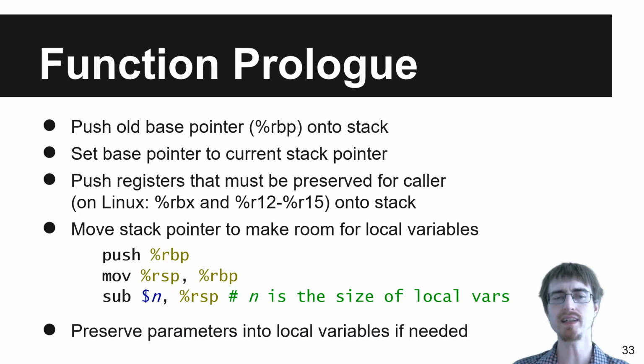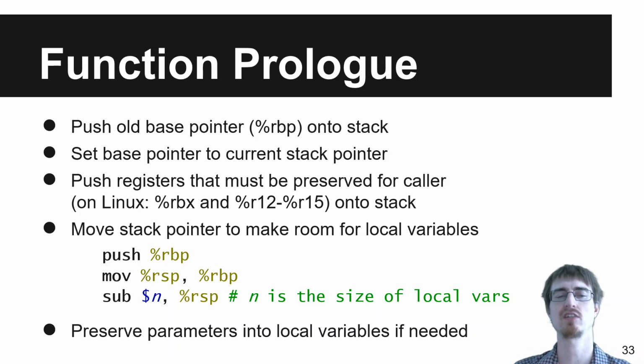Well, next, it will push all the registers that must be preserved for the caller. So the operating system, in this case Linux, defines which of the registers are allowed to be changed by functions. So they're essentially scratch registers. Whereas the other registers must be retained when you make a call. This means if the function needs to use these registers, it must push them in the prolog and restore them from the stack in the epilog.